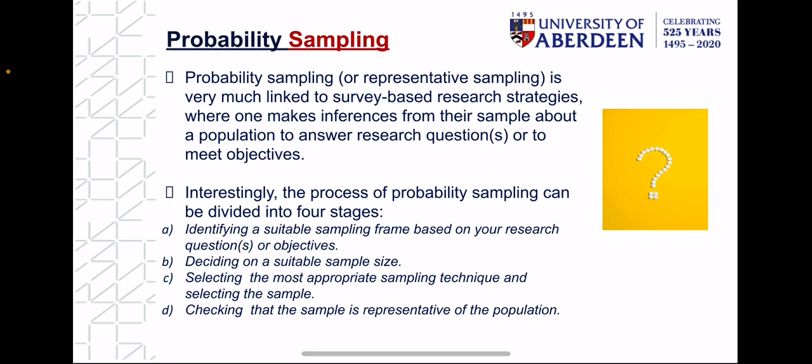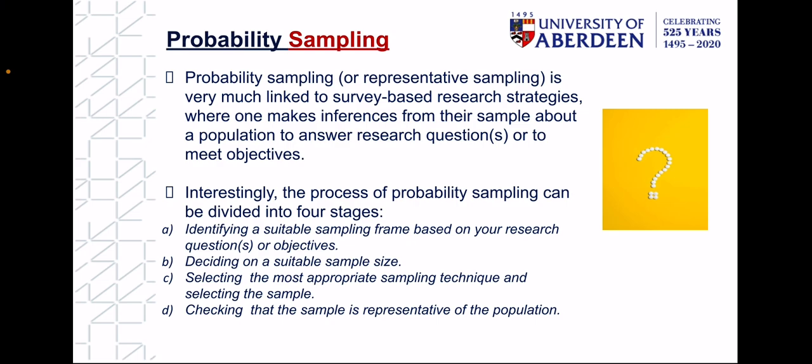Right, so this is a quick recap of probability sampling. Probability sampling is very much linked to survey-based research strategies. This is quite an important part. Here, you're trying to make inference from the sample about the population towards answering your research questions or towards achieving your research objectives.